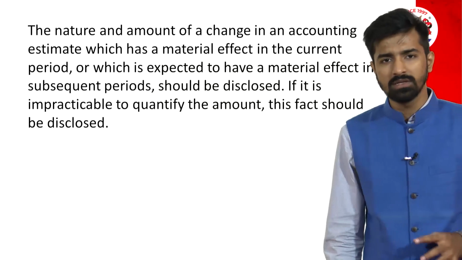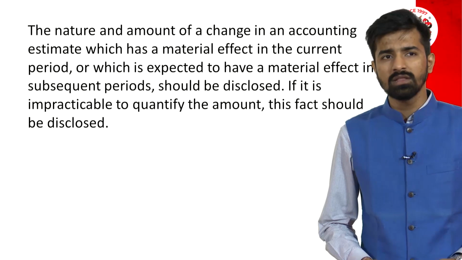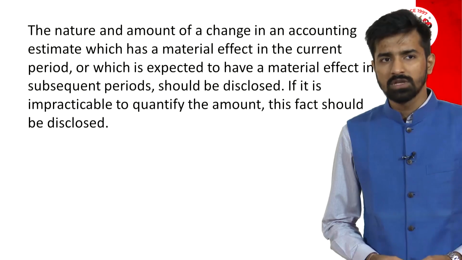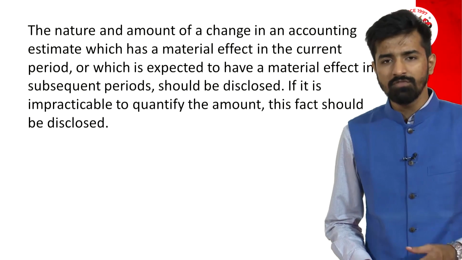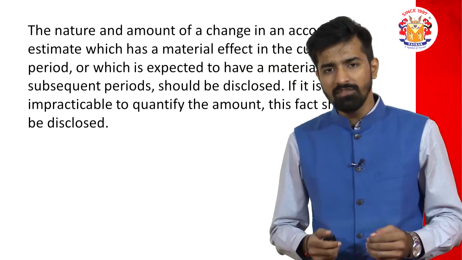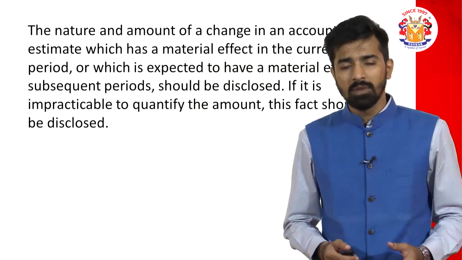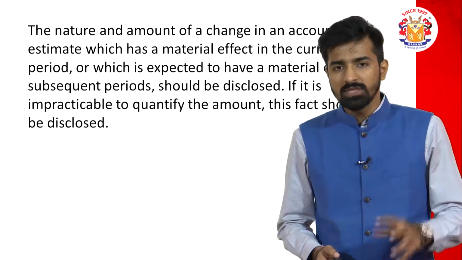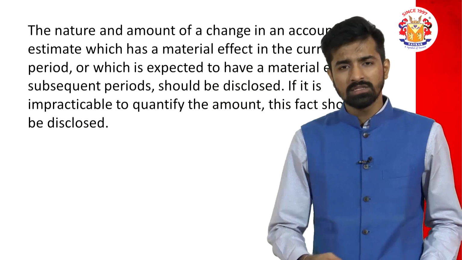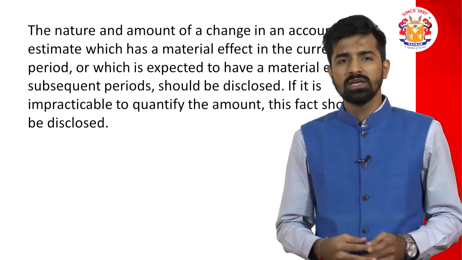Let's discuss the disclosure portion. The nature and amount of a change in accounting estimate which has a material effect in the current period or which is expected to have a material effect in the subsequent period should be disclosed. If it is impracticable to quantify the amount, the fact should be disclosed. So basically, if there is a material effect due to change in accounting estimate, the same should be disclosed. We are not talking about immaterial effect. You just need a disclosure of what effect the change in accounting estimate had on the current year and on future years. So this is change in accounting estimate.